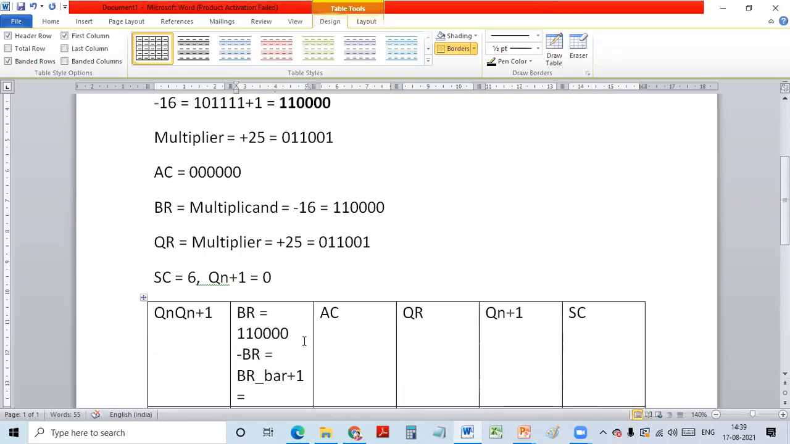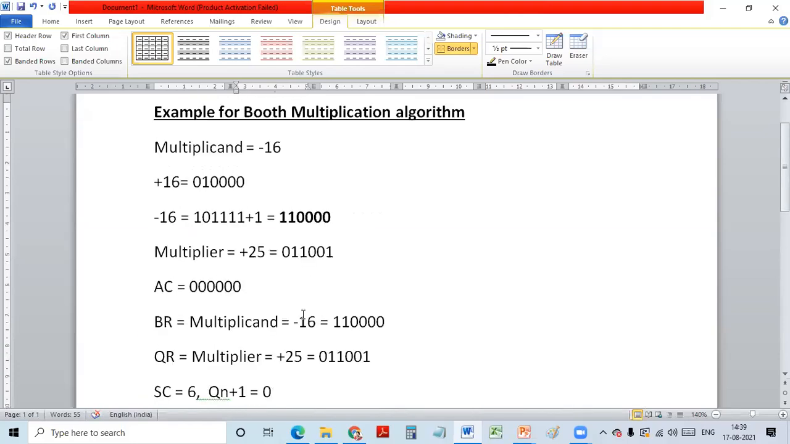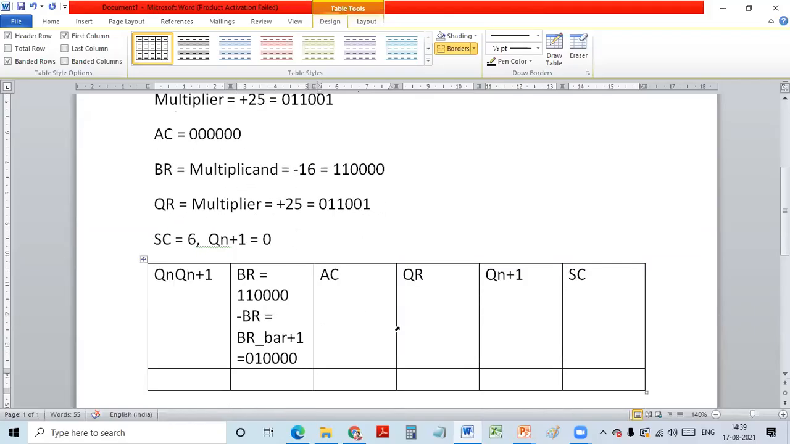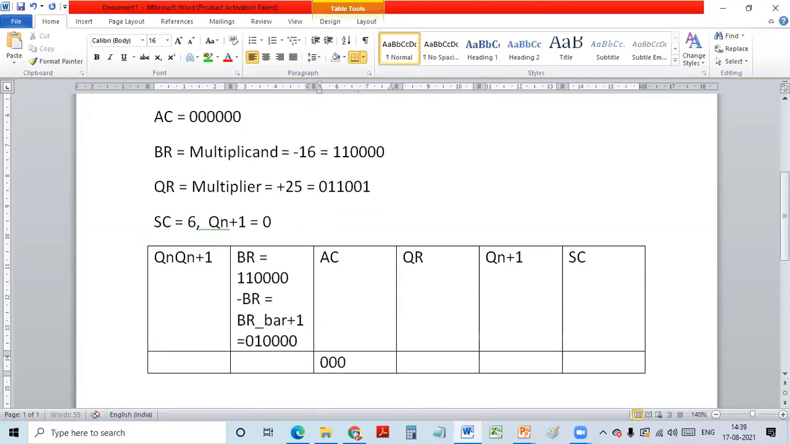So BR is minus 16. So minus BR is plus 16. The value is 0, 1, 0, 0, 0, 0. Right? This is plus 16 and this is minus 16. Coming to the accumulator, initially the partial product is all zeros. QR holds the multiplier 0, 1, 1, 0, 0, 1. And Qn plus 1 is initially 0, and the sequence counter is 6.